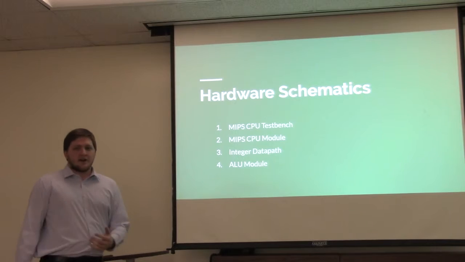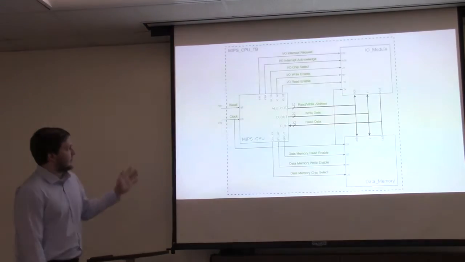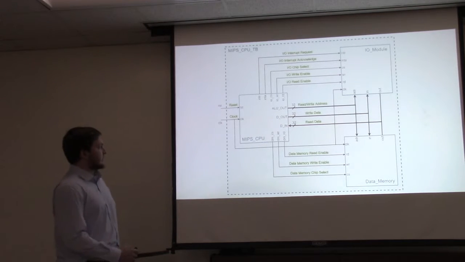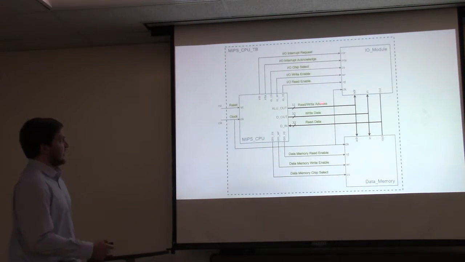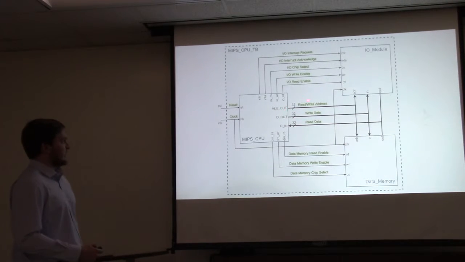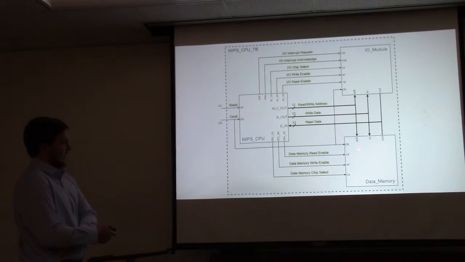Next, we're going to look at our hardware schematics, starting with the CPU test bench top level, which implements our MIPS CPU, our I/O module, and data memory. Both I/O memory and data memory use the same address bus, data in or data out bus, and data in buses, and each have three status or control signals: chip select, memory write enable, and read enable.